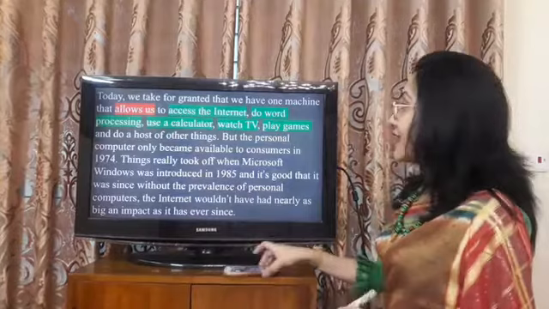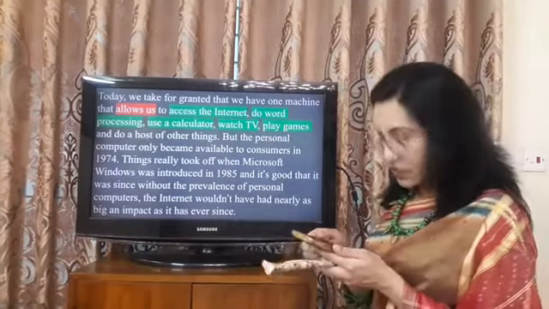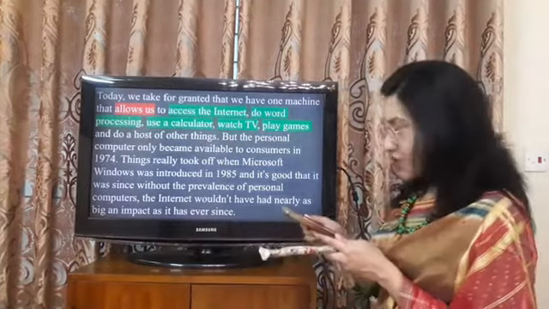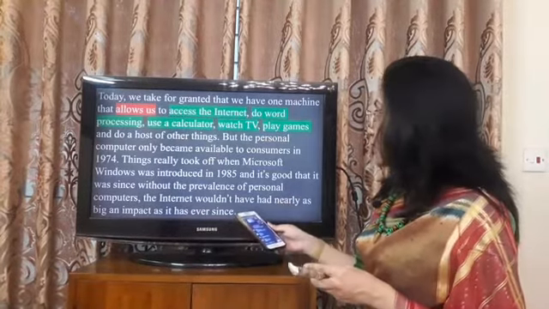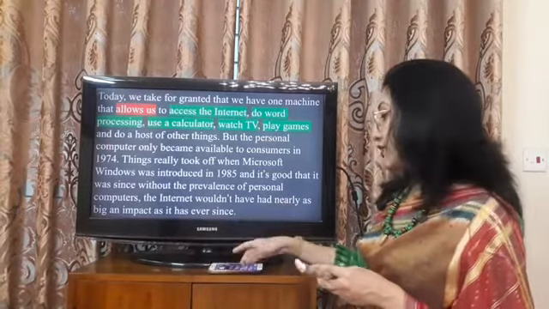Today we take for granted that we have one machine that allows us to access the internet, do word processing, use a calculator, watch TV, play games and do a host of other things.